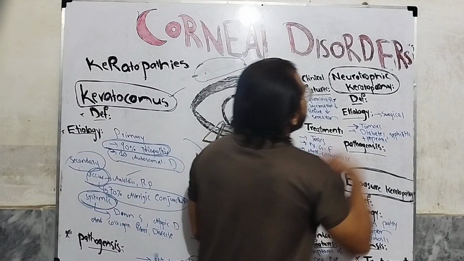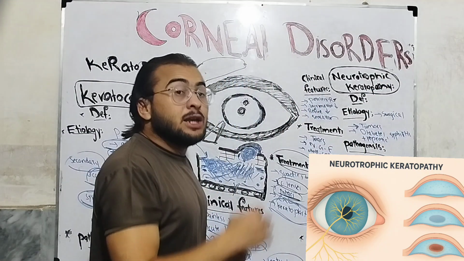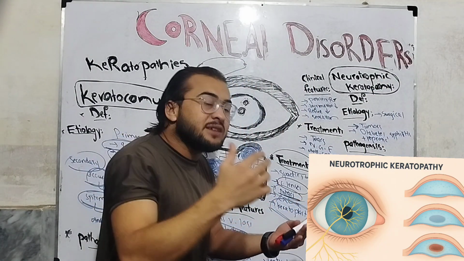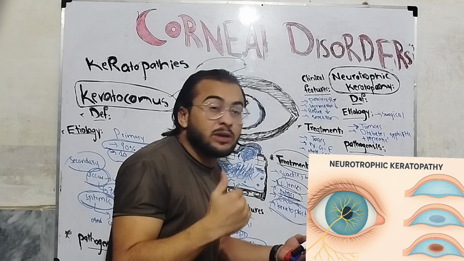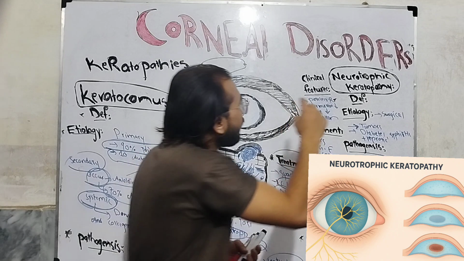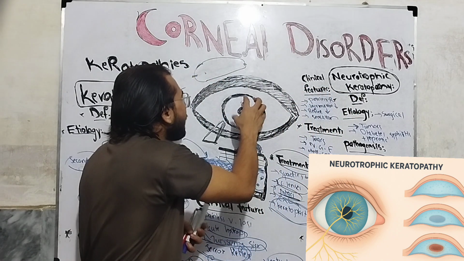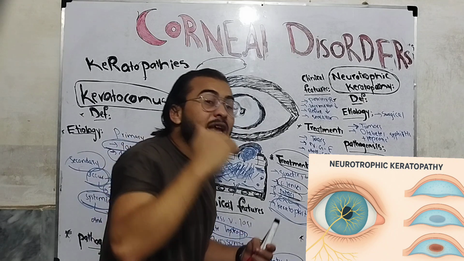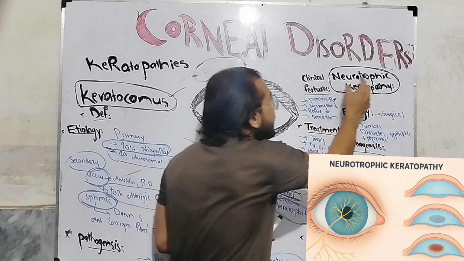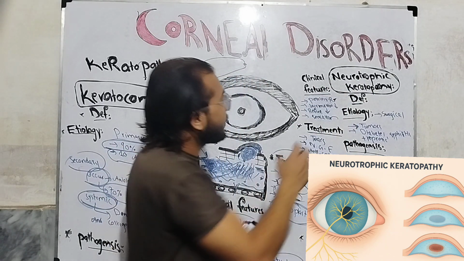Now we have neurotrophic keratopathy. Neurotrophic keratopathy is the degeneration of corneal epithelium due to denervation. So when there is denervation of the corneal epithelium, there will be damage to the corneal epithelium. This is called neurotrophic keratopathy.